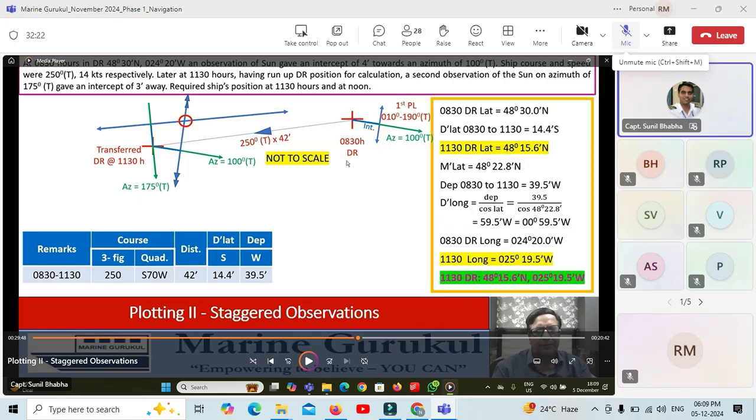Yeah, that's correct, beta. So you will have two legs in the day's work calculation here. One will be the course and distance leg, another will be the current leg. And the same thing will apply when you are finding the noon fix. Okay, sir. Thank you. Okay, good.